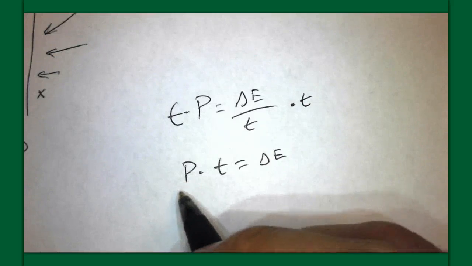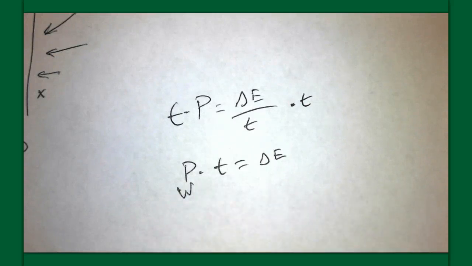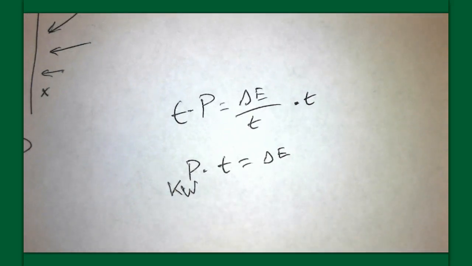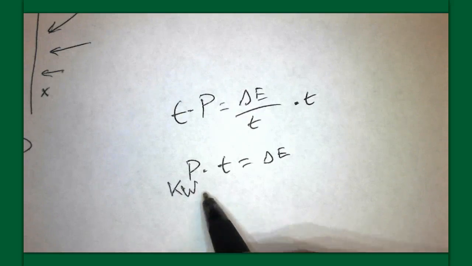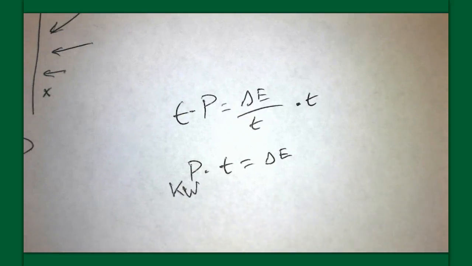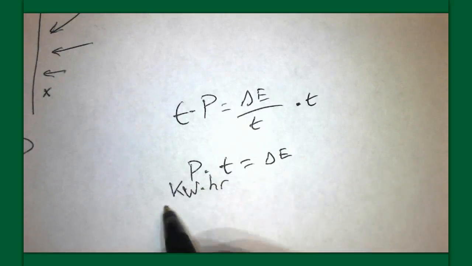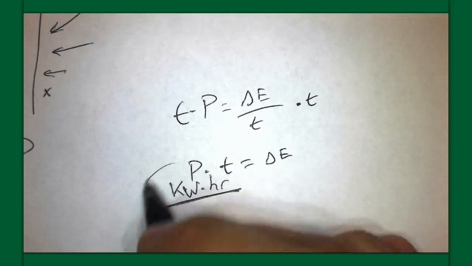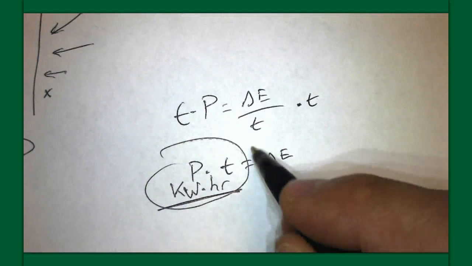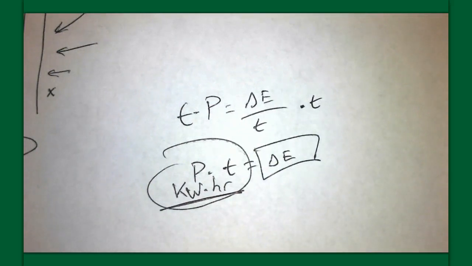Power is measured in watts, and if you put a kilo on the front, that's 1,000 watts. And time is measured in seconds, and all you've got to do is multiply by 3,600 to get hours. So kilowatts times hours, the kilowatt hour, is this. Kilowatt hours is power times time. That is energy. So that's how we know that kilowatt hours is a unit of energy.